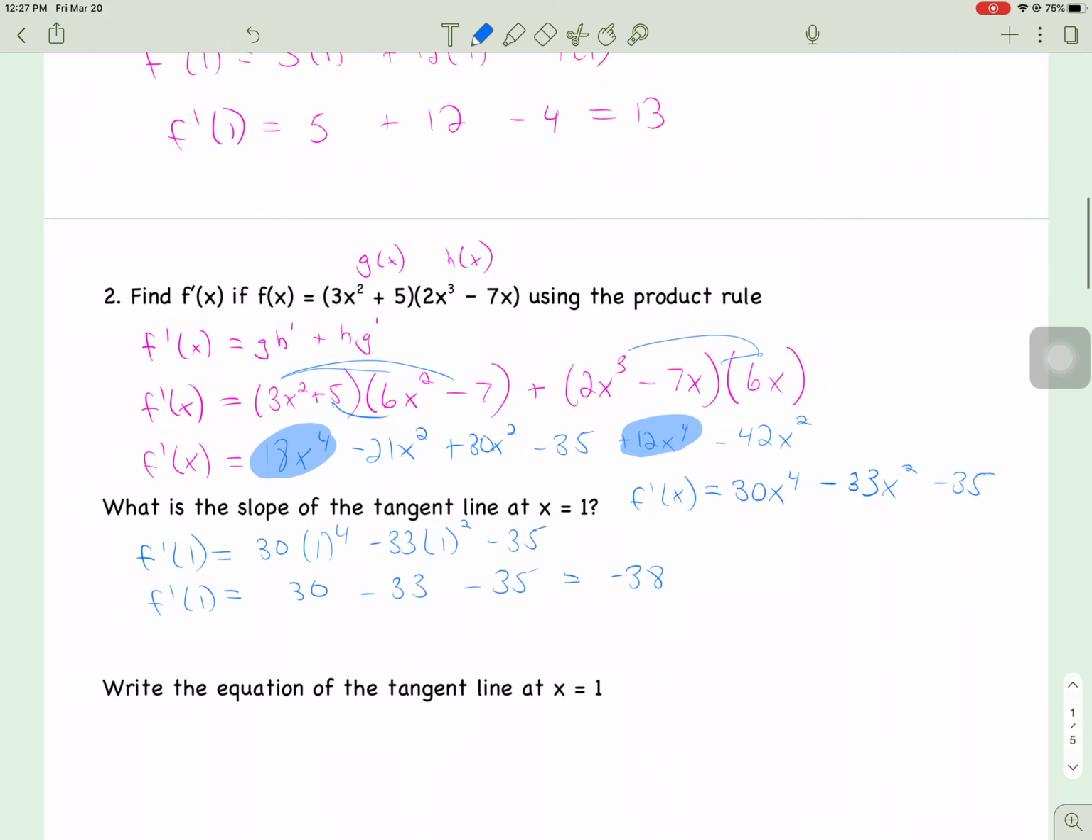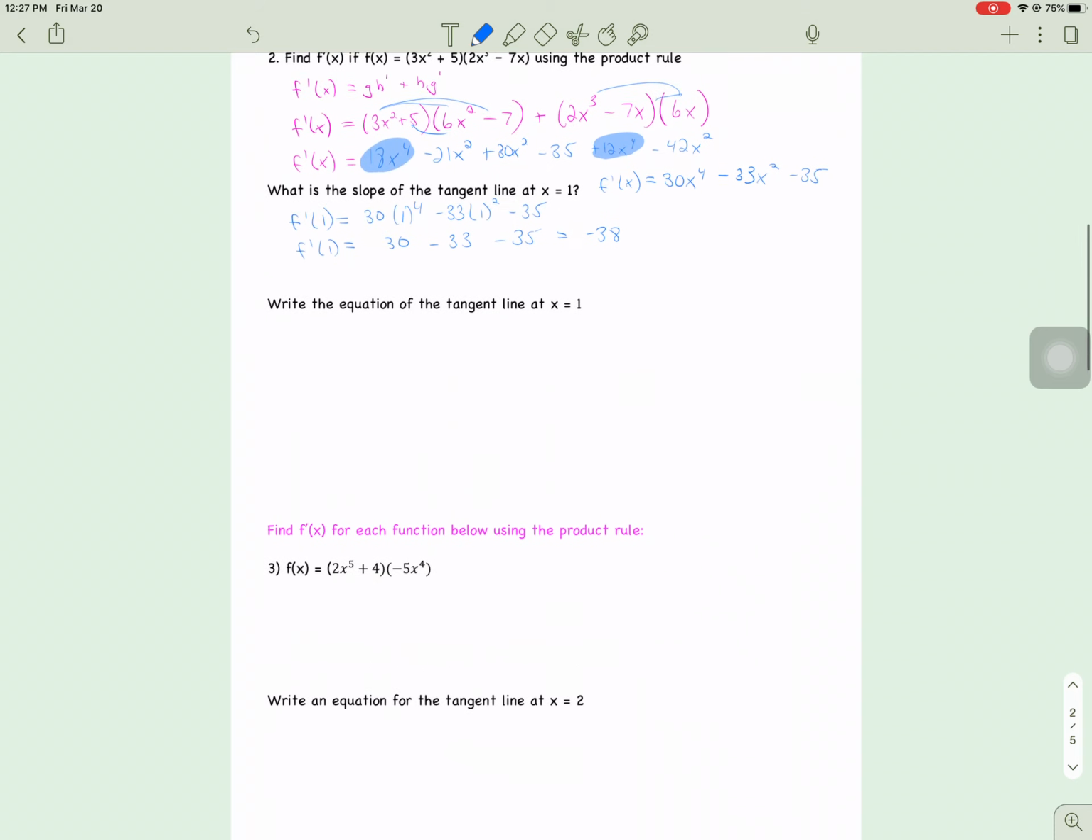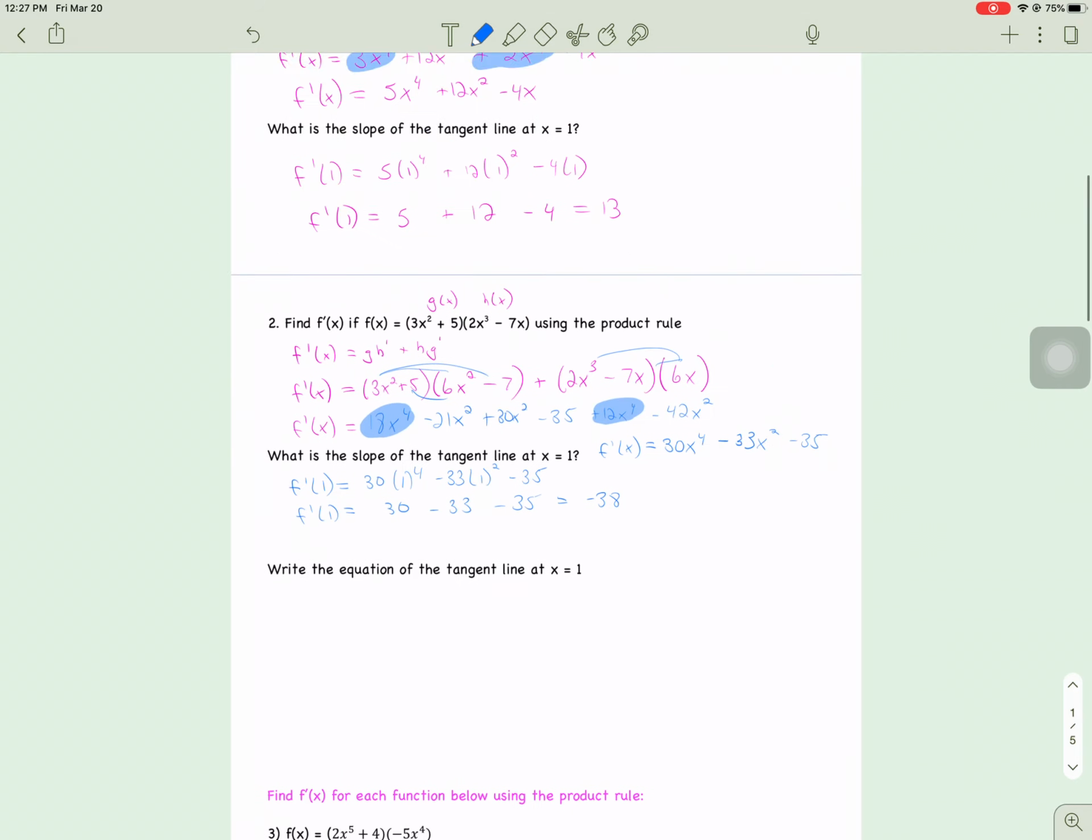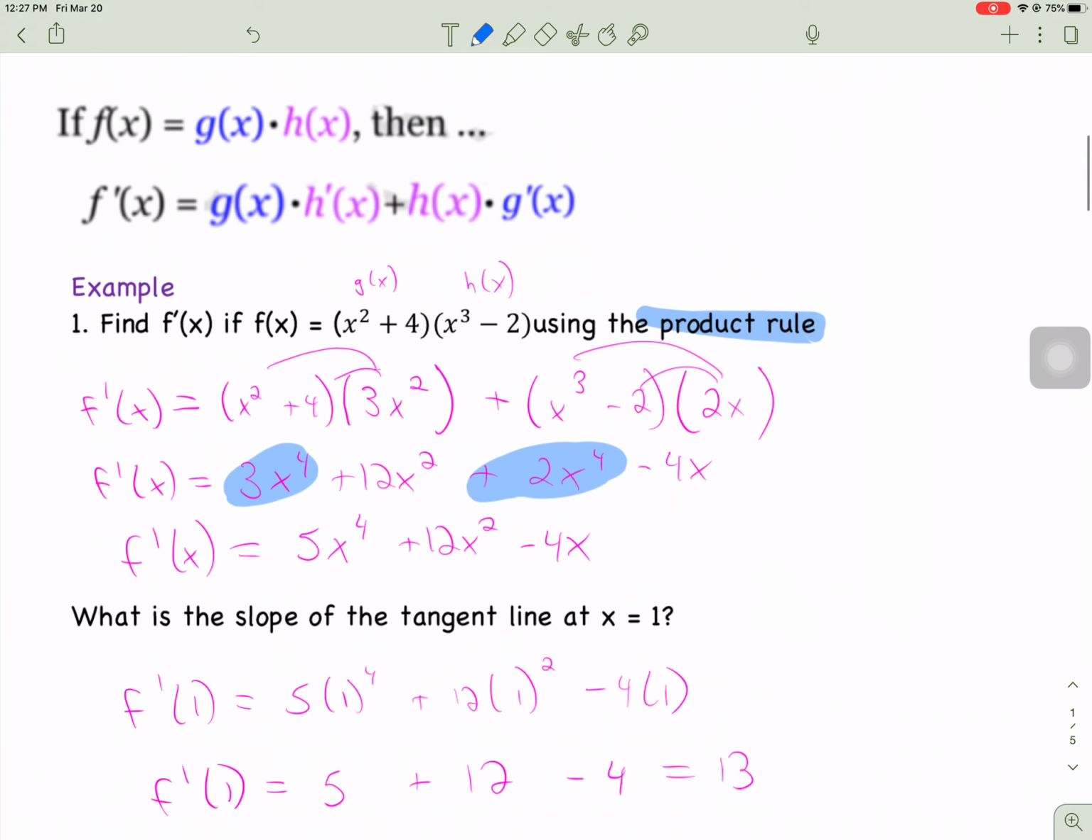So there you go. So again, just to recap, if you have two terms being multiplied and you want to find the derivative of that entire term, you take g of x times h prime of x, the derivative of h, plus h of x times the derivative of g. All right, so you can even shorten this if you want. F prime of x, we could say equals g h prime plus h g prime.